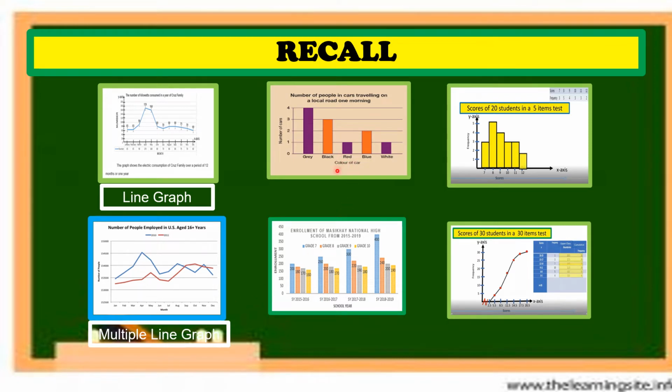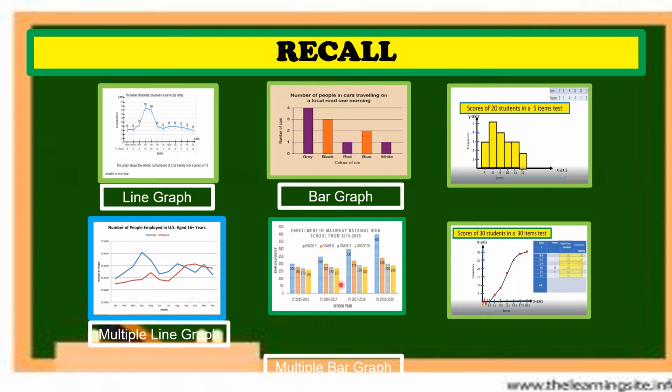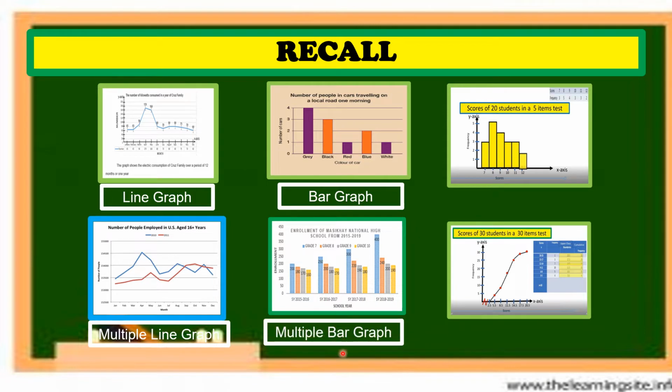In the next picture above, that is a bar graph, a vertical bar graph. How about the picture below? We have a multiple bar graph or a multiple vertical bar graph. We have the next picture. So, what is the given picture? That is a histogram.